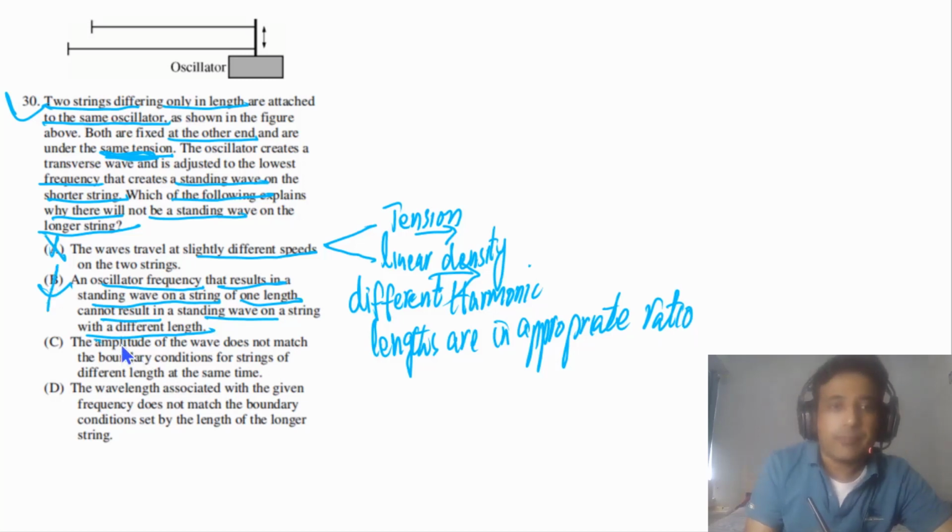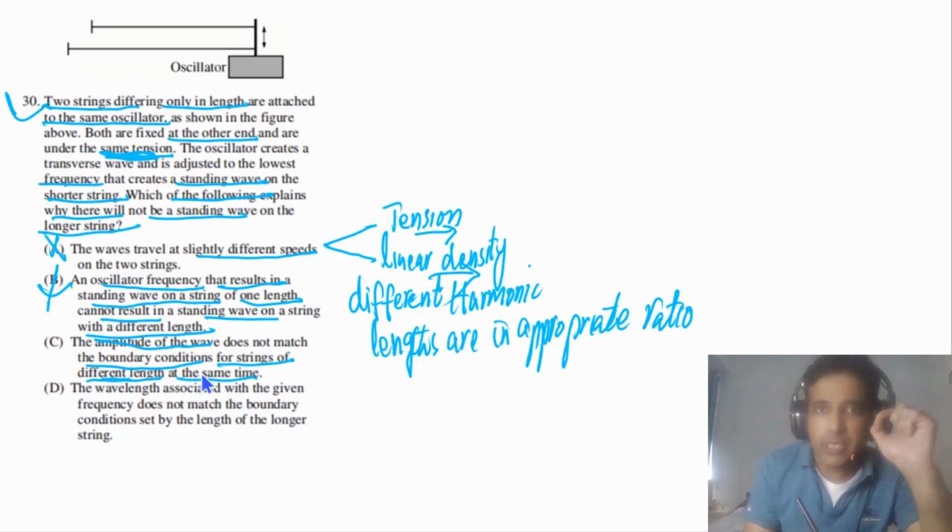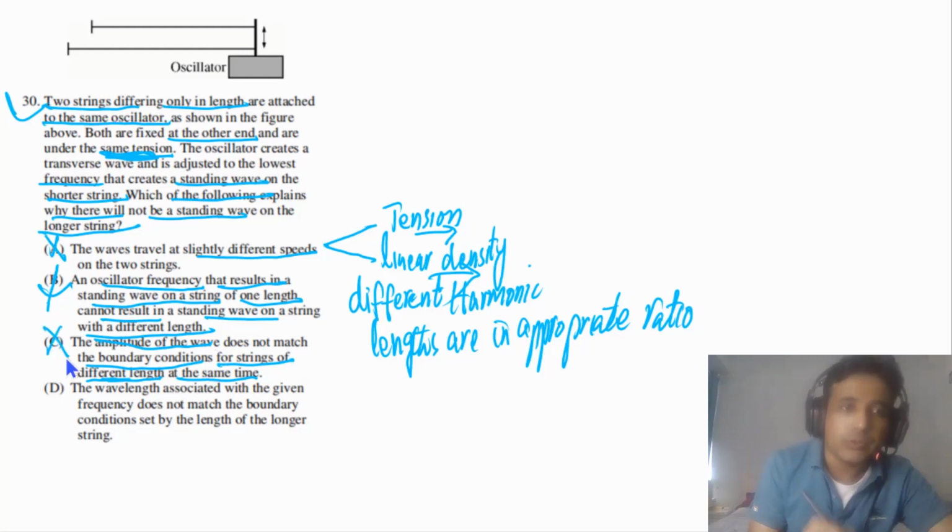Option C, the amplitude of the wave does not match the boundary conditions for strings of different length at the same time. This is also not correct, because amplitude only affects the amplitude of the resultant standing wave, or the height of the resultant standing wave. So this option is also incorrect.